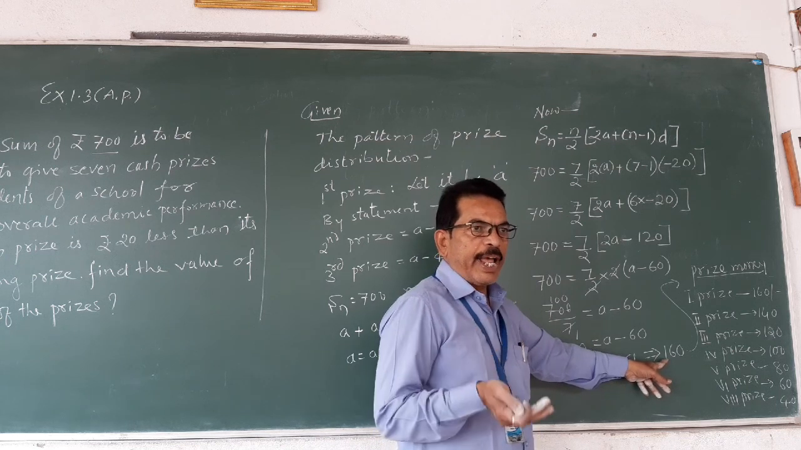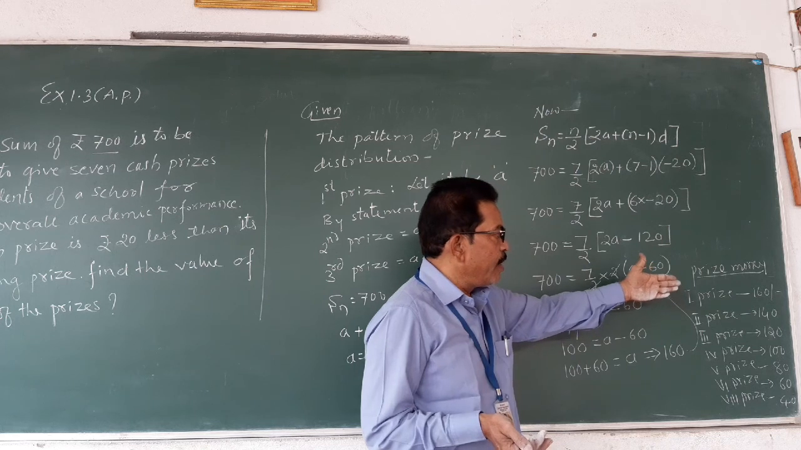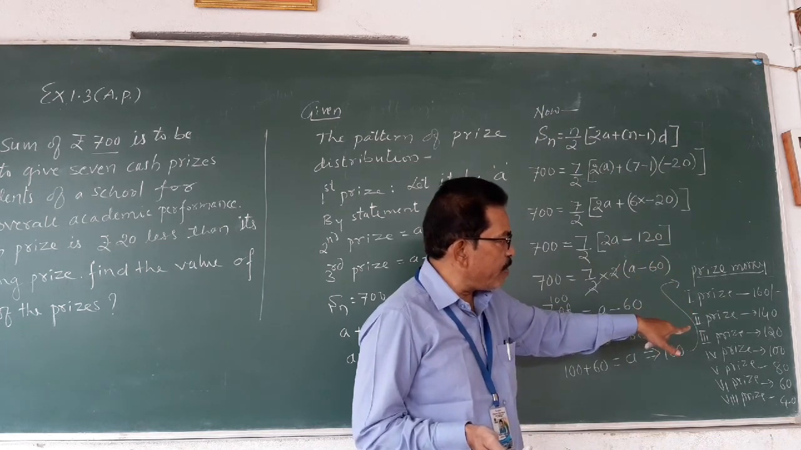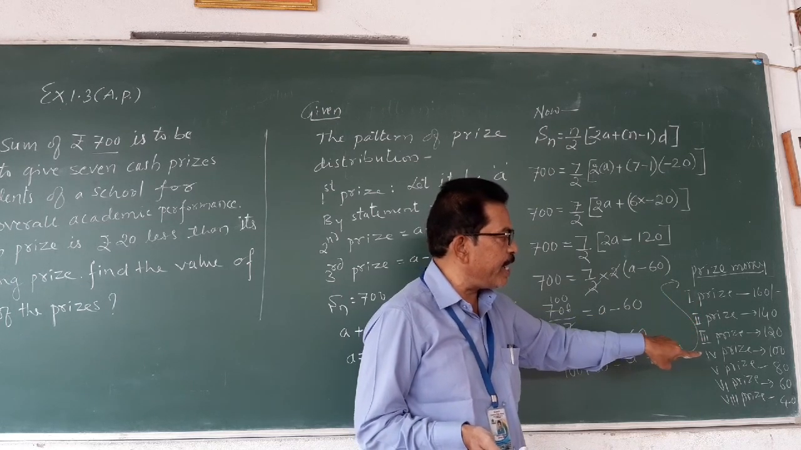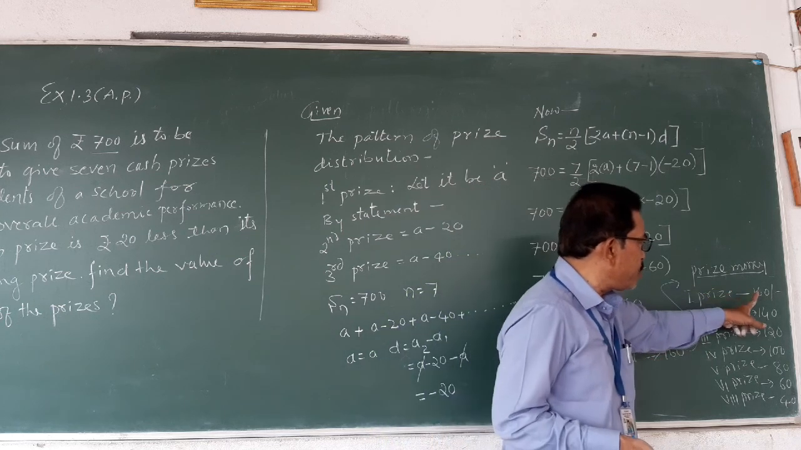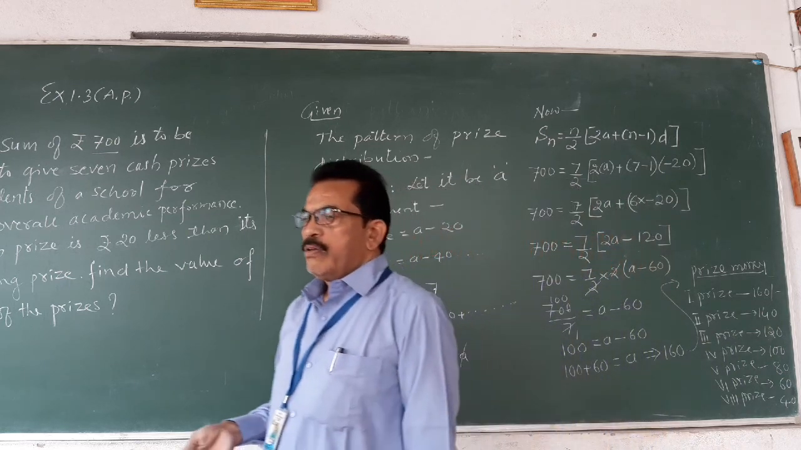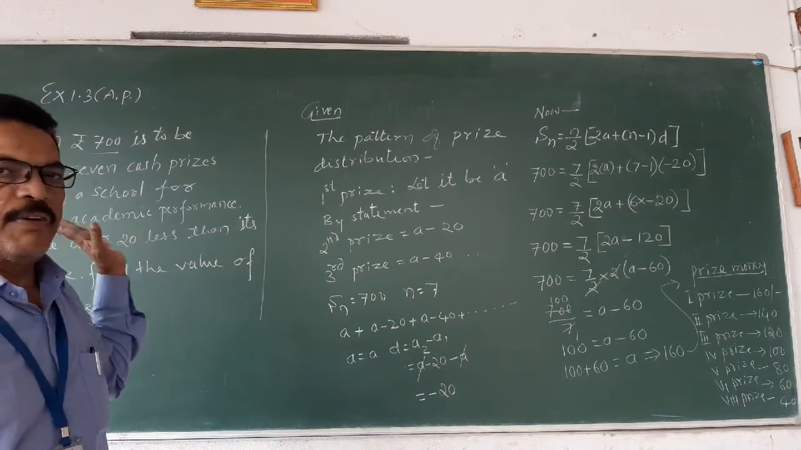Then each prize is 20 rupees less. So 160 minus 20 is 140, 140 minus 20 is 120, 120 minus 20 is 100, 100 minus 20 is 80, 80 minus 20 is 60, 60 minus 20 is 40. See, there are 7 prizes: 1, 2, 3, 4, 5, 6, 7. For verification, you add all those values, you will get 700 as the sum.